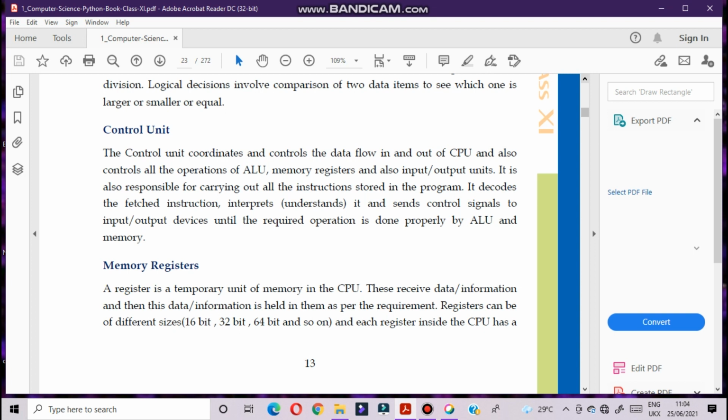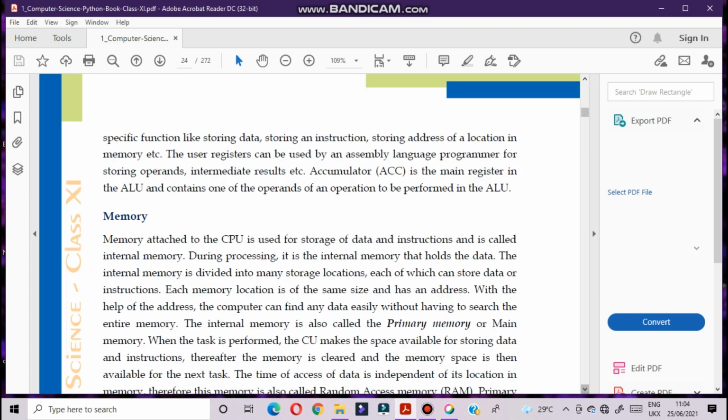Each register inside the CPU has specific functions, like storing data, storing instructions, storing addresses, meaning locations. The address is of a location in memory where data is stored.